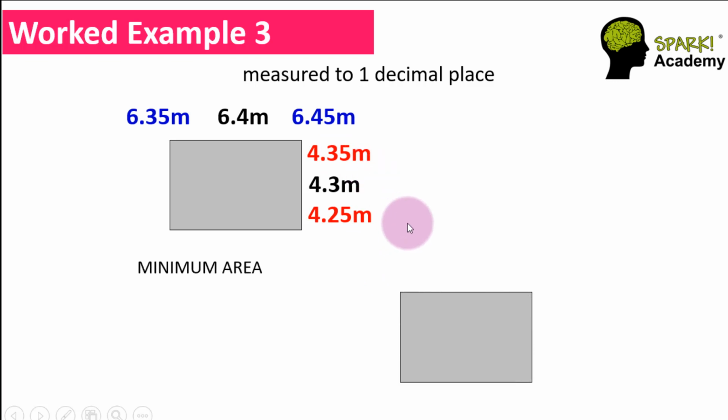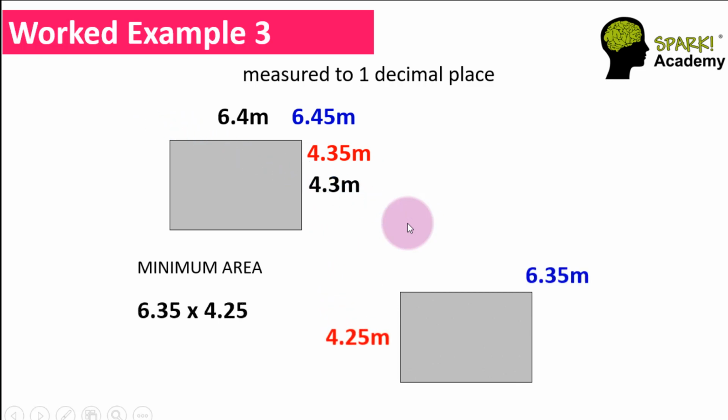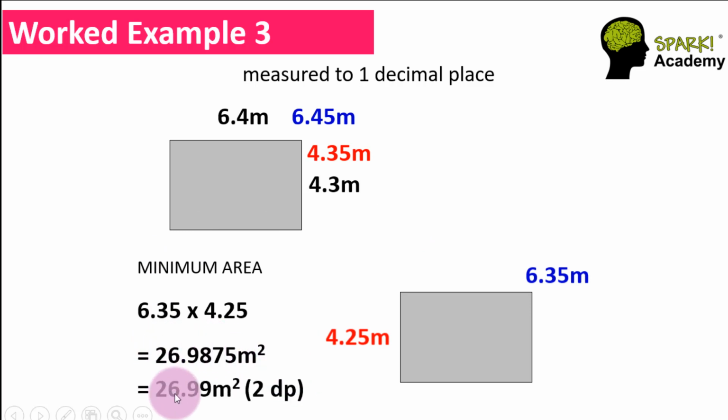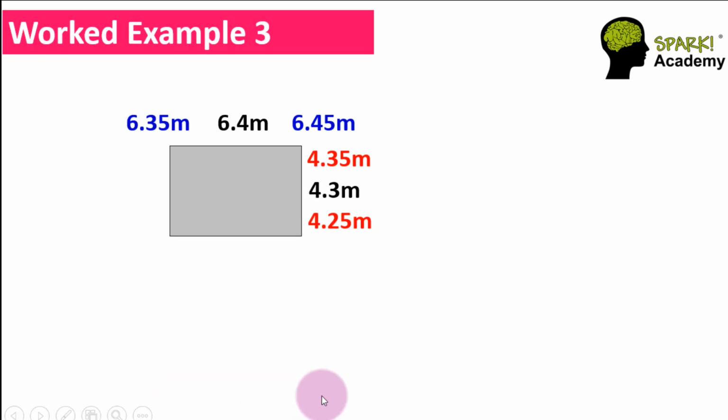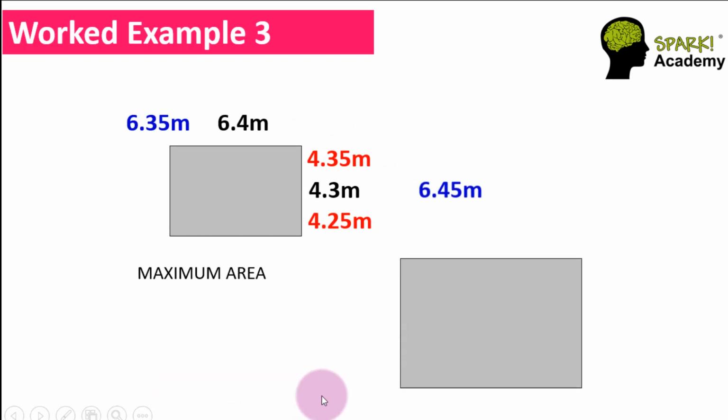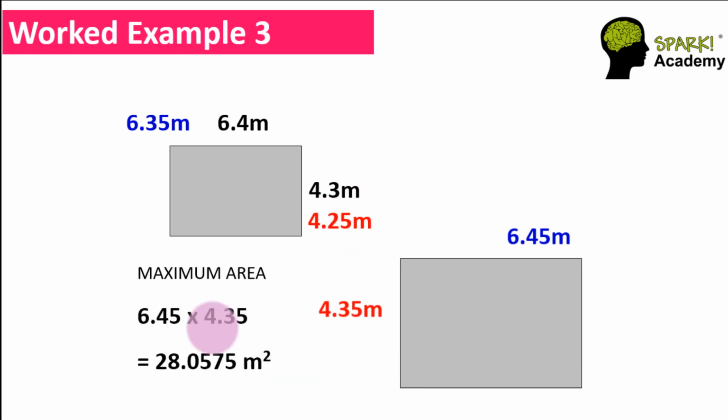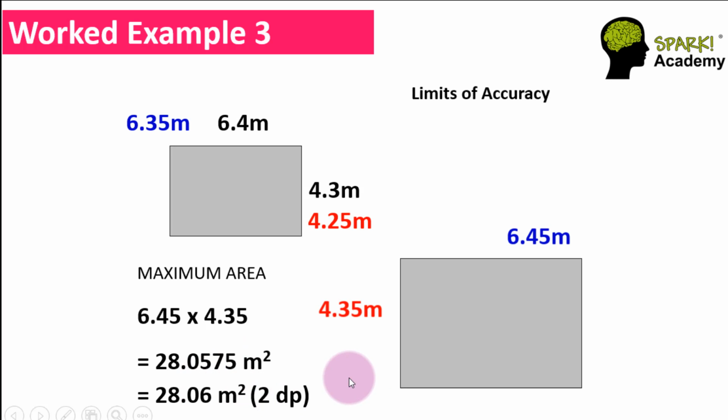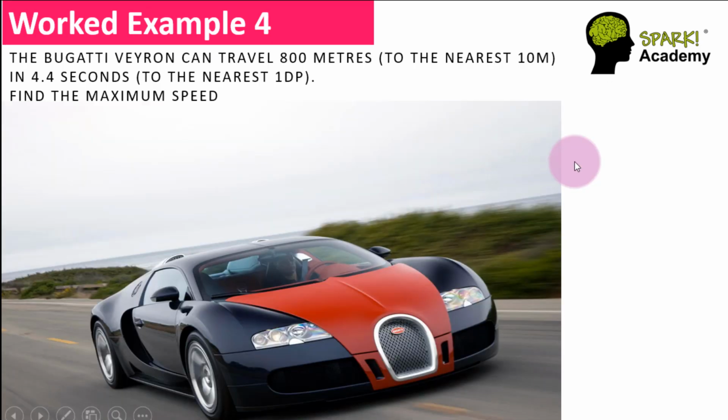So for the smallest area, we multiply the two smaller lengths together, so 4.25 times 6.35. That would give me 26.9875 metres squared, or 26.99 metres squared to 2 decimal places. Then for the maximum area, I've got the 6.45 and the 4.35, and I get 28.0575 metres squared, or 28.06 metres squared to 2 decimals. So the smallest area I could have was 26.99, the biggest was 28.06, so quite a big difference really. This is why we've got to be careful with our measurements.